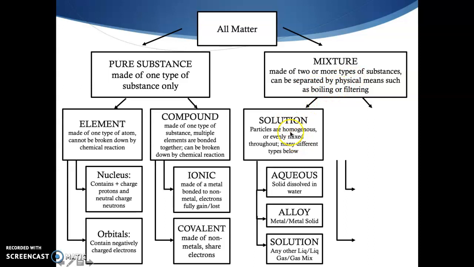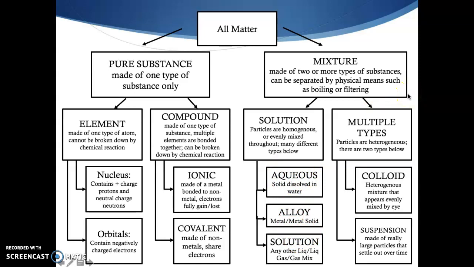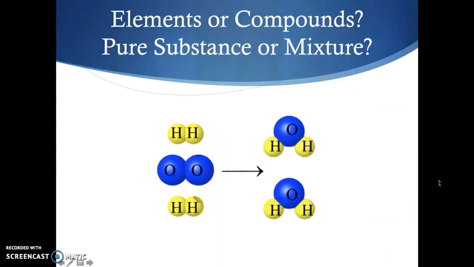Okay? We have several types of solutions. This is called a homogeneous or evenly mixed mixture. We have many different types. We're not going to get into those a lot. Aqueous we will see in second semester. Heterogeneous mixtures, we have two types called colloids and suspensions. So solutions are evenly mixed or homogeneous. Colloids appear evenly mixed, but they're heterogeneous, so they are unevenly mixed. And suspensions are made up of really large particles that tend to settle out over time. So think about any time you've seen orange juice and the pulp sinks to the bottom, that's evidence of a suspension. Okay?